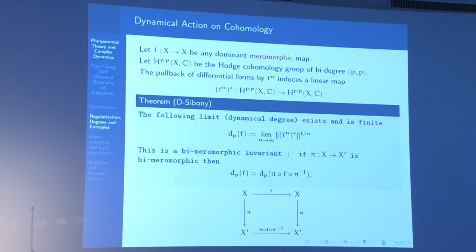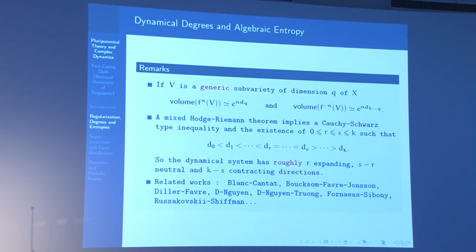And this is a good invariant for the system. In particular, it's a bimeromorphic invariant. So if you modify the system using some bimeromorphic map, then you have the same dynamical degree. So this is a very important invariant of the dynamical system because it gives you some global information. So here, for example, you will take a generic subvariety of dimension q, and you take the image by F^n, then the volume of these varieties is similar to exponential of n d_q.